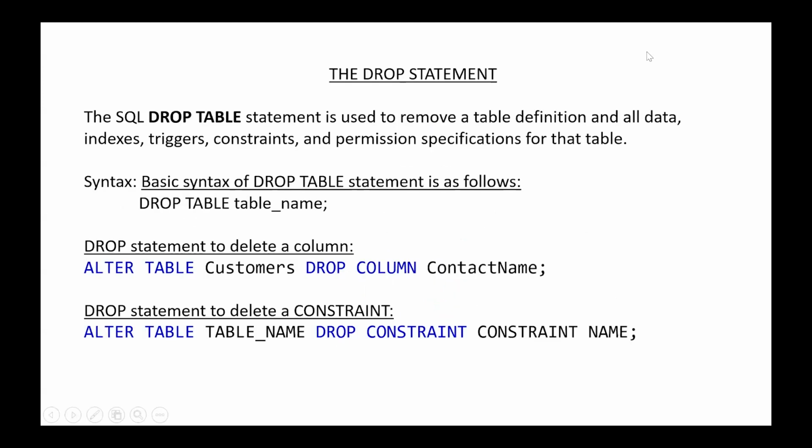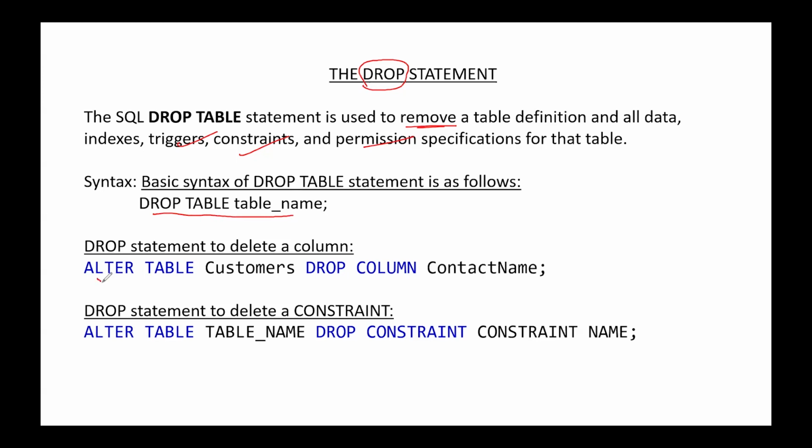Next comes the drop statements. Now basically the drop statement is used to remove a table definition and all the data, indexes, triggers, constraints, permissions. So any kind of this specification, if you want to delete from the table, then we will easily use the drop statement. Okay, so this can be used for all of these kinds of specifications. So if you want to drop the table itself, then you will use the command drop table name. Suppose you want to drop or delete a column.